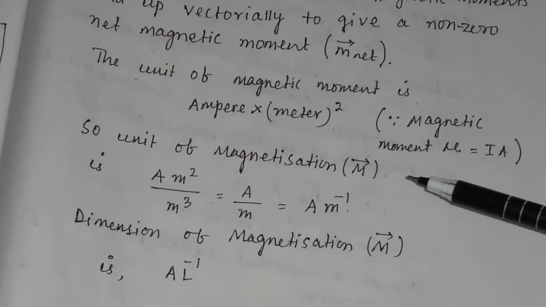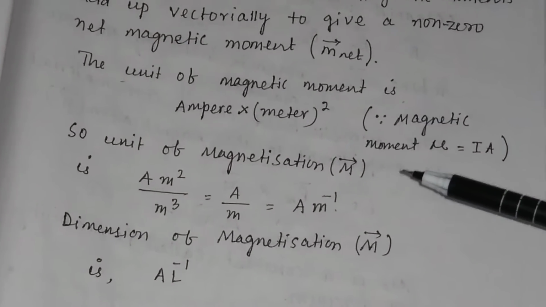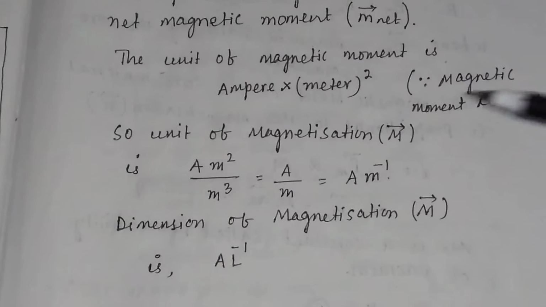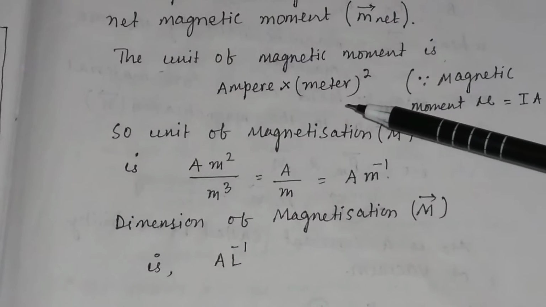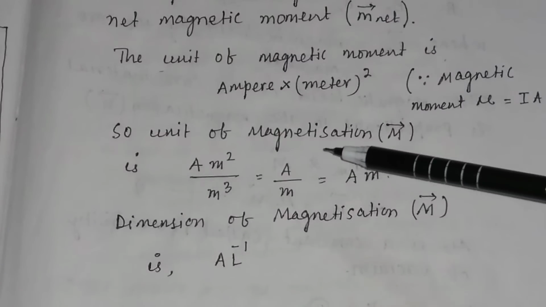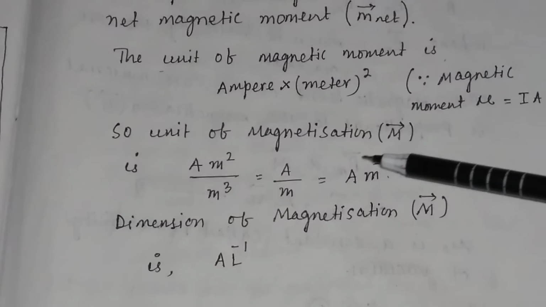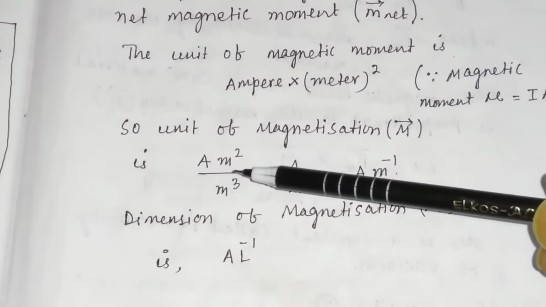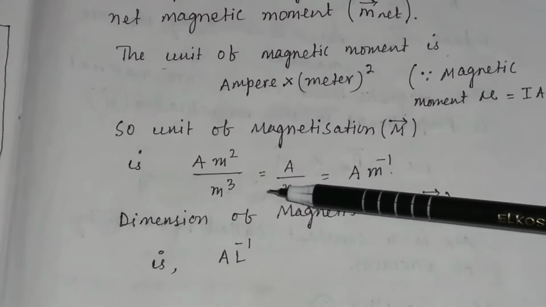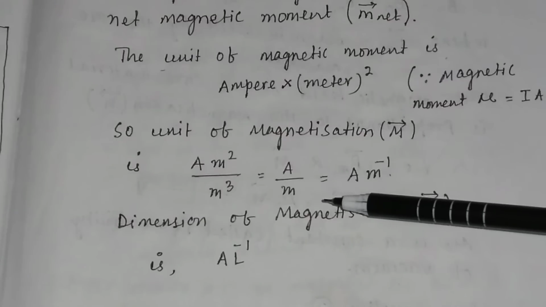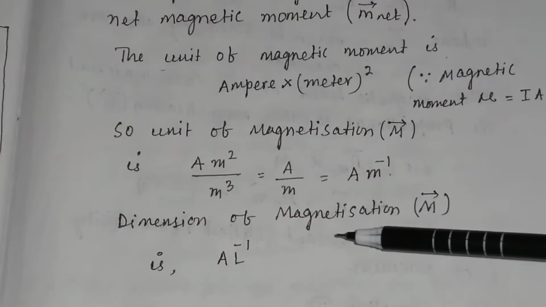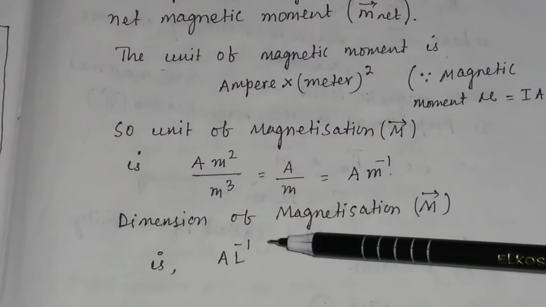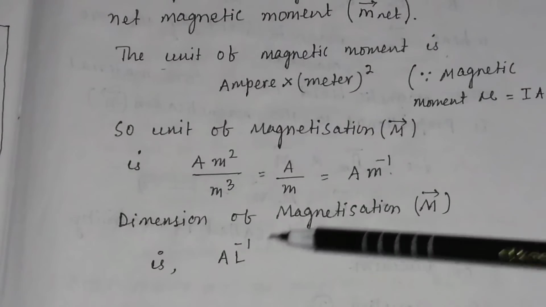So the unit of magnetic moment is ampere meter square. So the unit of magnetization M is equal to ampere meter square divided by meter cube. So ampere by meter, or ampere meter inverse. So dimension of magnetization is ampere length inverse.